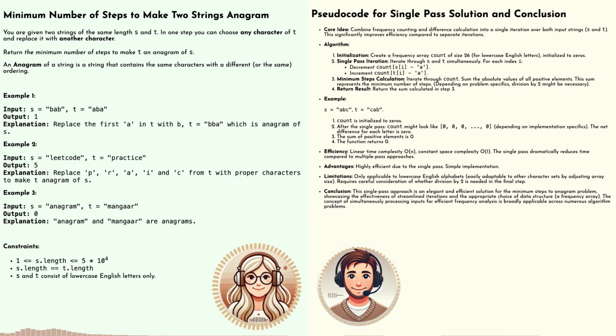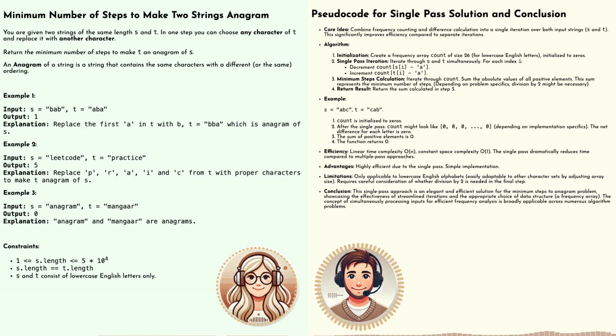Right. After the loop, our letter counts array will hold the differences in letter frequencies, just like in the previous solutions. And then we simply loop through the array, sum up the positive values, and return the result as the minimum number of steps. You nailed it. The single-pass solution is all about simultaneous processing and leveraging the efficiency of a fixed-size array.